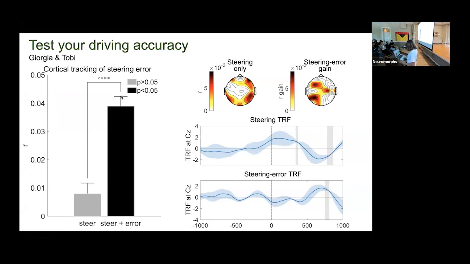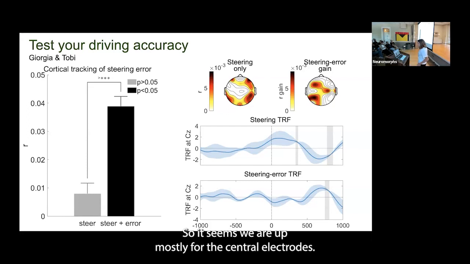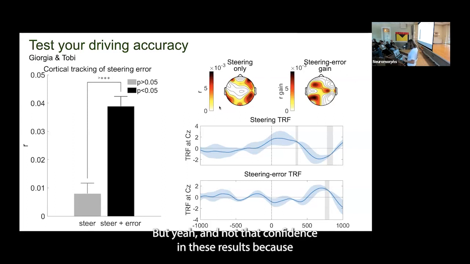But yeah, probably the signature is really strong. On the right side here, you can see on the left side which channels are best reconstructed with the model only with the steering action, and the gain I get by adding the error. So it seems we are mostly improving in central electrodes, but I'm not that confident in these results because of the data being very noisy and only a few subjects in the data set.